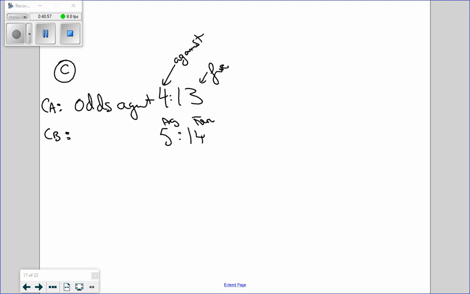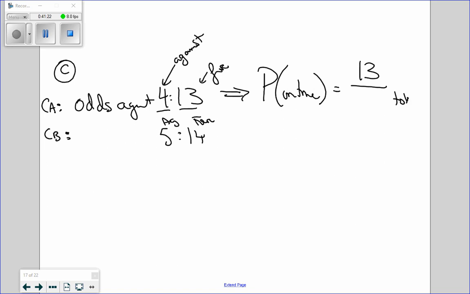So to be on time, for company A, the probability that they will be on time. Which of these two numbers is the on time number? 13. Now when you do probability, the bottom is always the total. So 13 out of 17, and this one is going to be 14 out of 19.